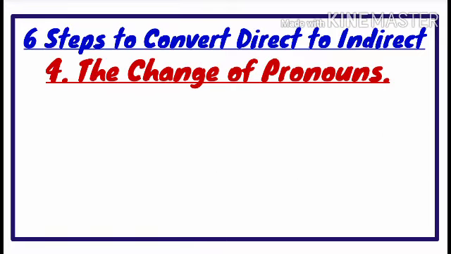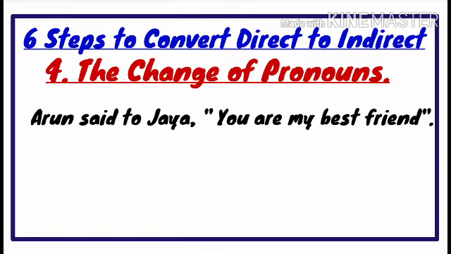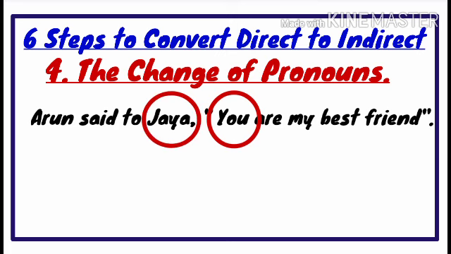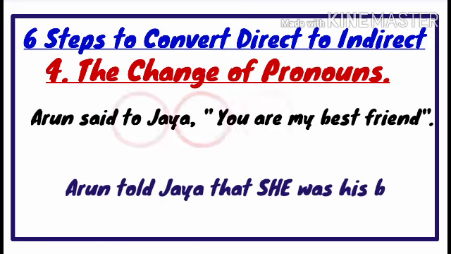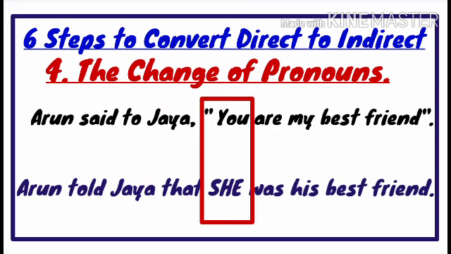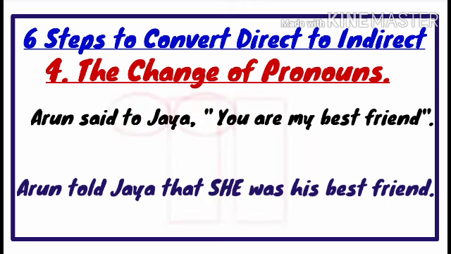See another example. Arun said to Jaya, you are my best friend. So here pronoun is you. So the change of second person, that is you, depends upon the object Jaya. So Jaya is the female. So Arun said to Jaya that she was his best friend. So you are my best friend. You changes here to she because Jaya is the object in this sentence.